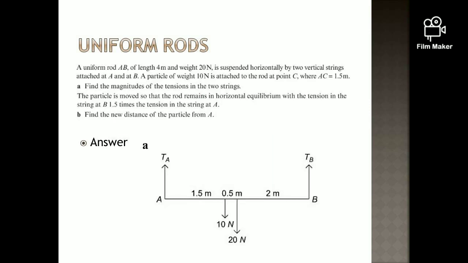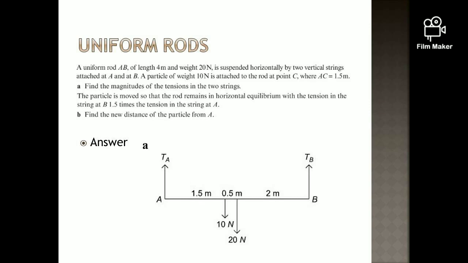Now children, this is the second question we are going to discuss under the theory of uniform rods. If you move up to the question, they mention a uniform rod AB of length 4 meters and weight 20 newtons. With that you can understand that the weight of 20 newtons acts at the midpoint of the 4 meters. That is, the length from A to the center of gravity would be 2 meters, and from corner B it's also 2 meters.